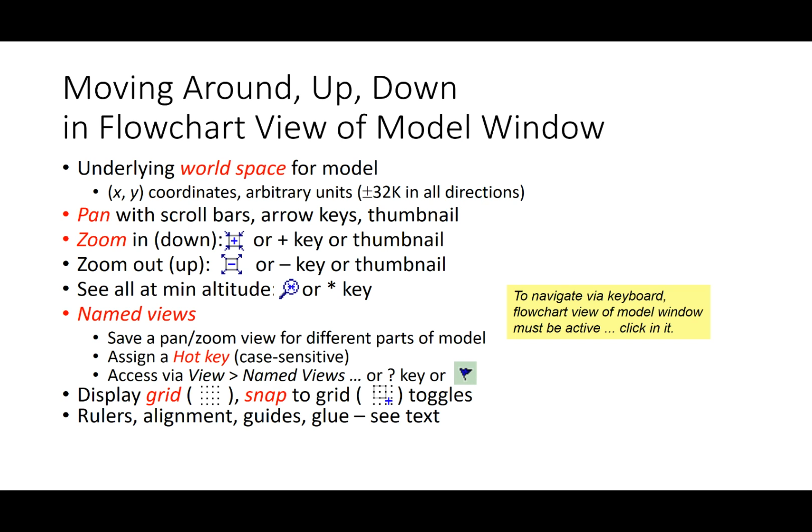You can see all by clicking on the buttons or hitting the star key, and then also have named views. So you can save a particular zoom view of your model. This is also a beneficial trick to know, because if you save your model view, you may be able to go back to it while you're making changes to other components within your model. It also includes a display grid, snap to grid, or rulers, alignments, guides, and text. Again, these are very similar to Visio or even tools within PowerPoint to move things around visually and spatially.